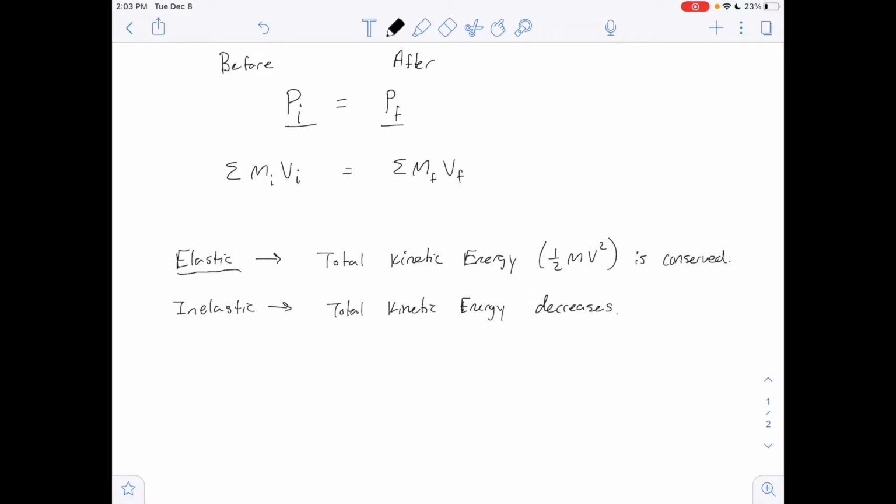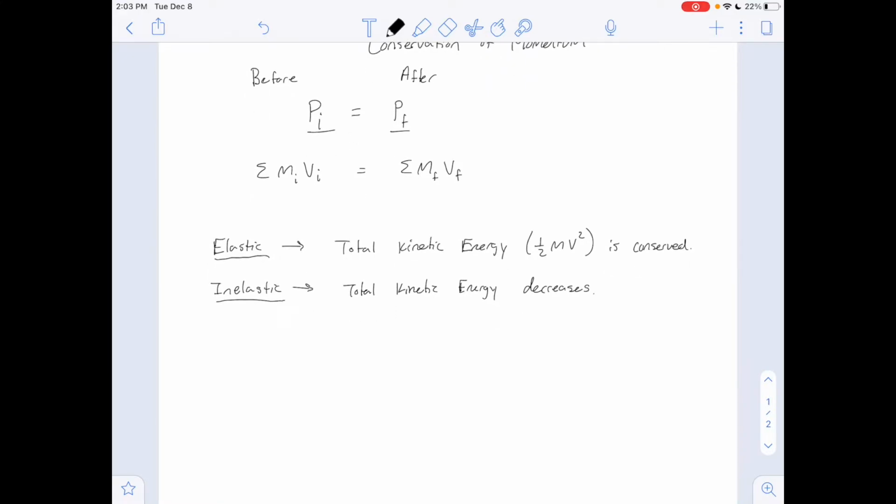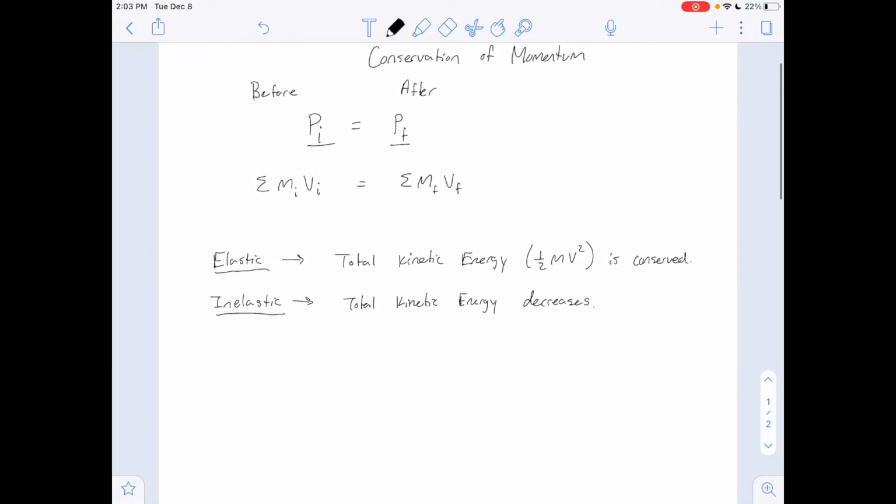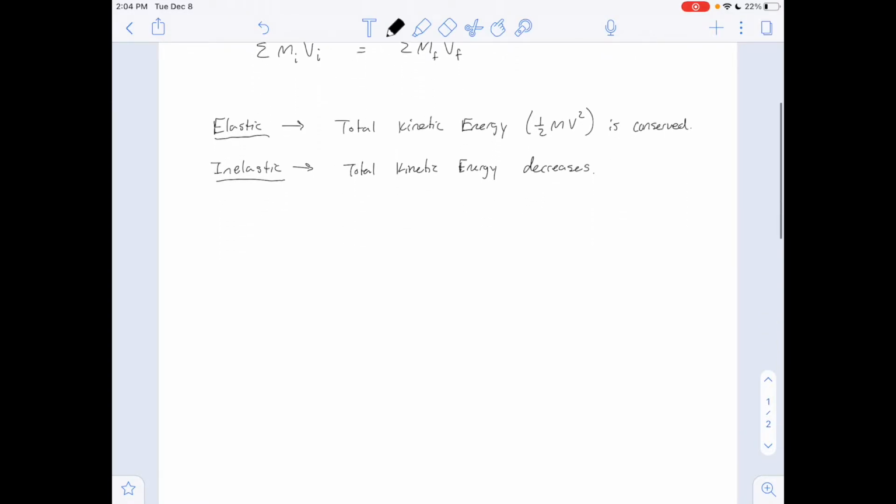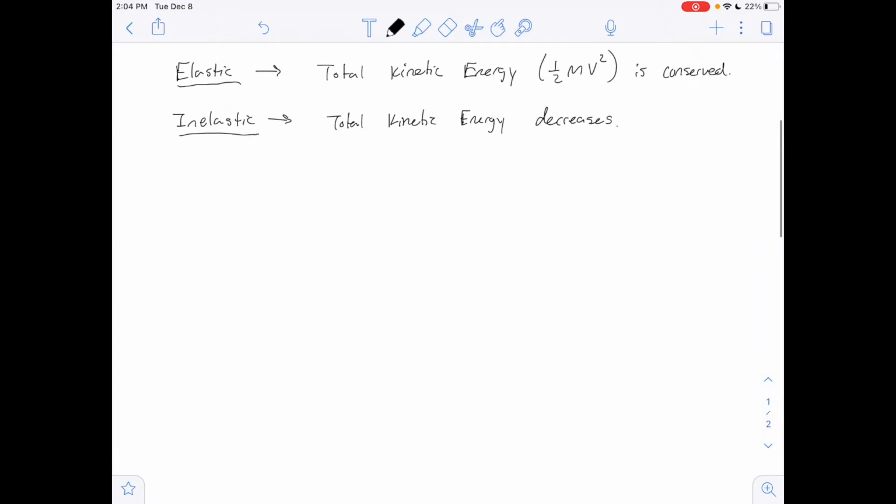For elastic collisions, the objects tend to bounce off of each other, and for inelastic collisions, the objects tend to stick to each other. So I wanted to show you another way to get to this conservation of momentum idea other than the PhET lab that we looked at. And we're going to start by looking at Newton's third law.